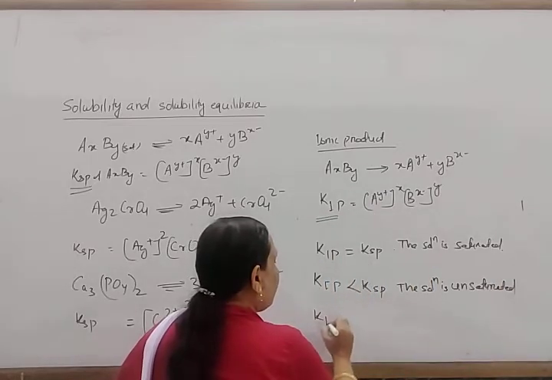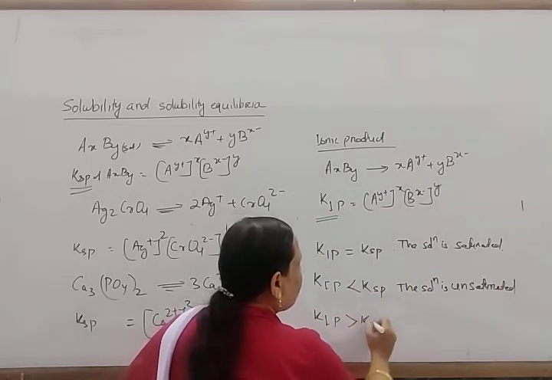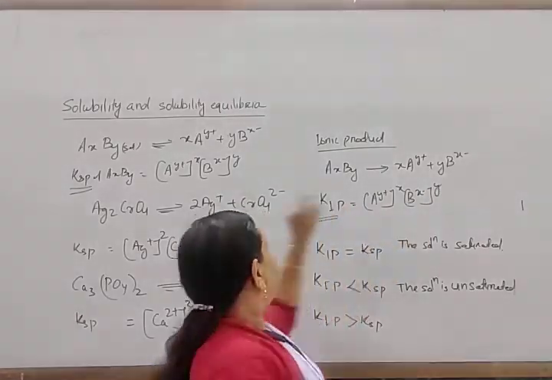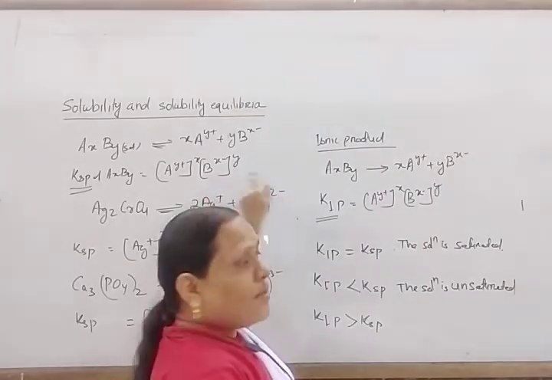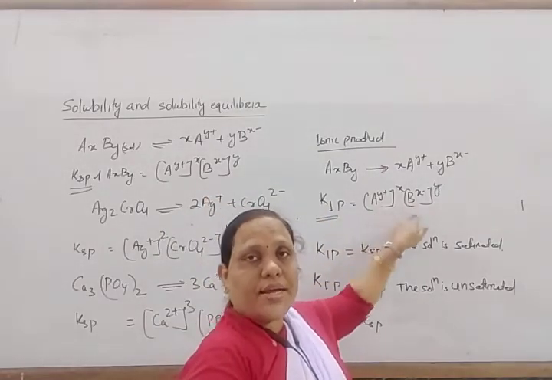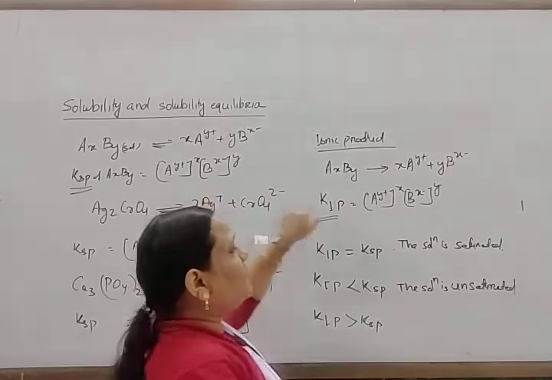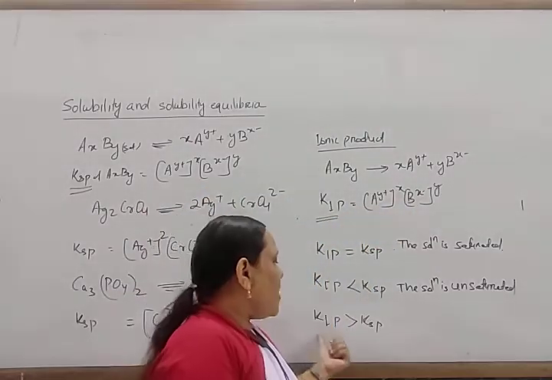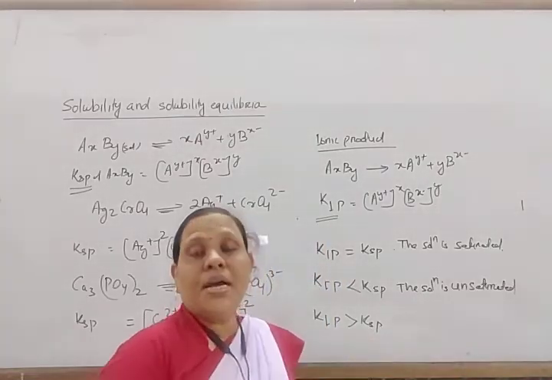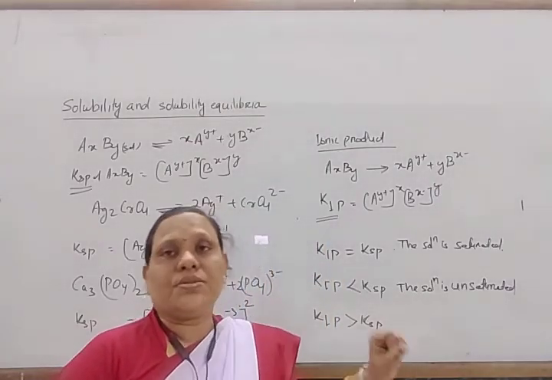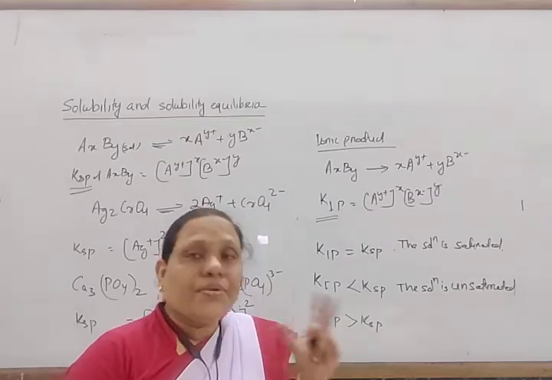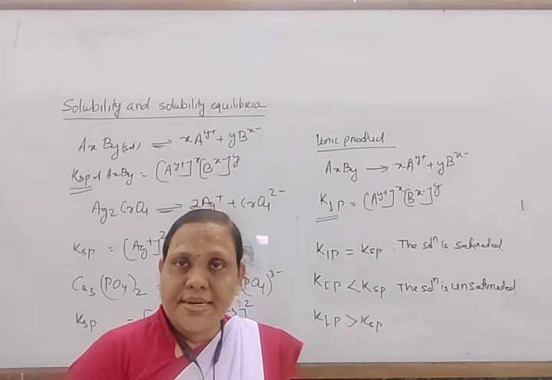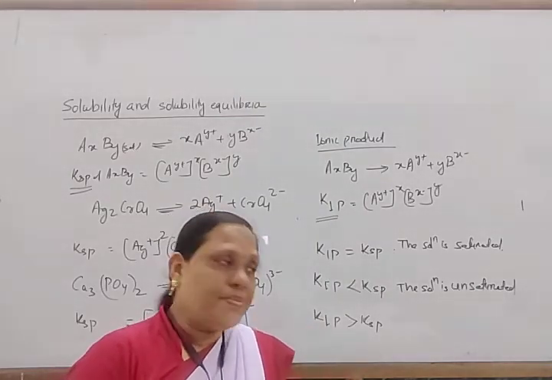And when Kip is greater than Ksp, that means these two concentrations are higher than that of your condition. In this condition, these two values are higher than that of this. So if these values are higher than that of this, then what can we say? This Kip value is higher than the Ksp, so the solution is supersaturated and the salt will remain undissolved, or the salt will form precipitate. The solution will form precipitate.